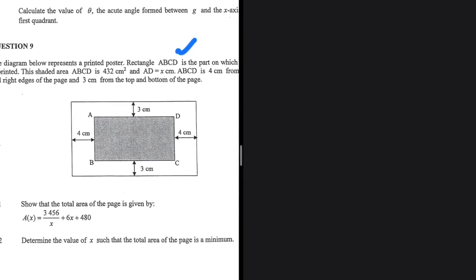Question 9 is usually difficult, but I think this one was bearable. Let's take a look at it. The diagram below represents a printed poster. A rectangle ABCD is the part on which the text is printed. The shaded area ABCD is 432 centimetres squared, and AD is equal to x centimetres.